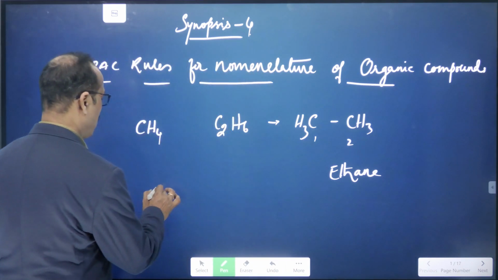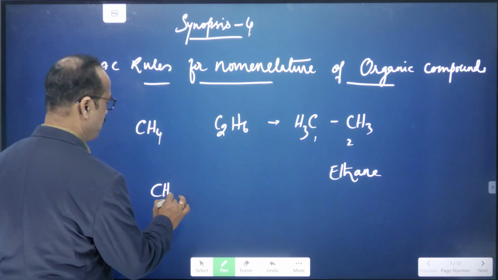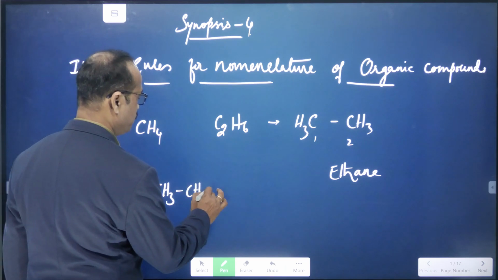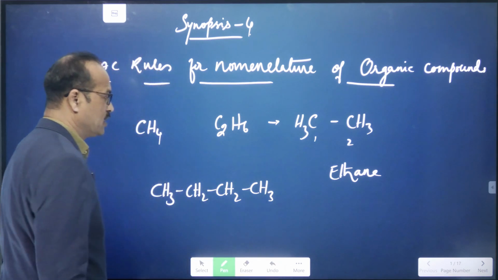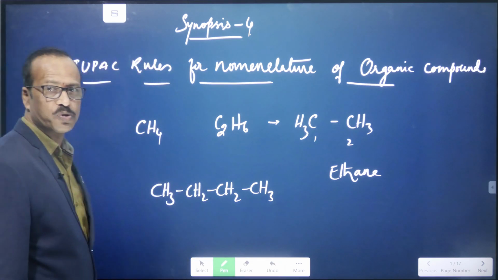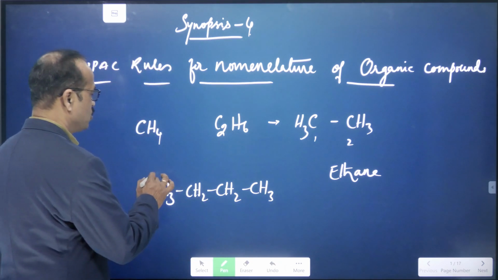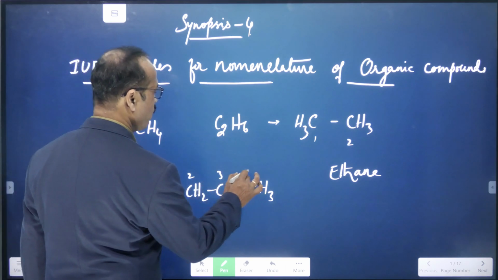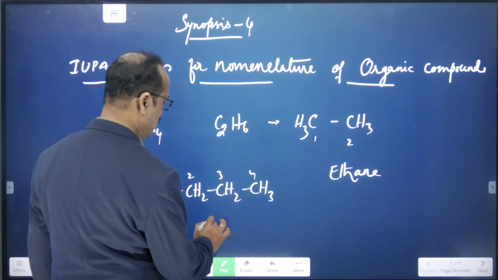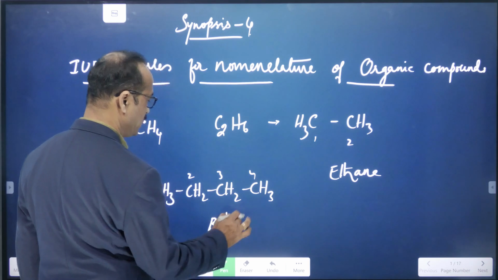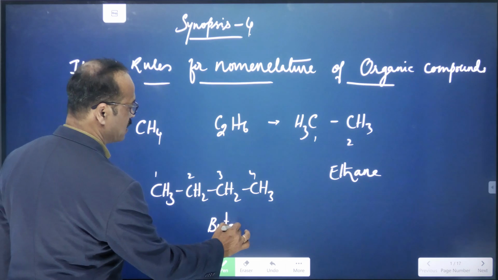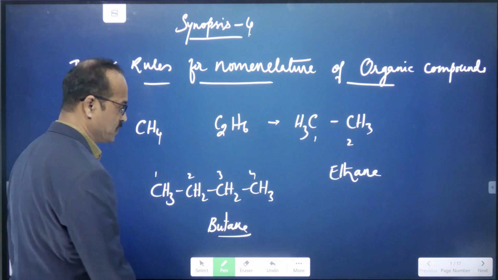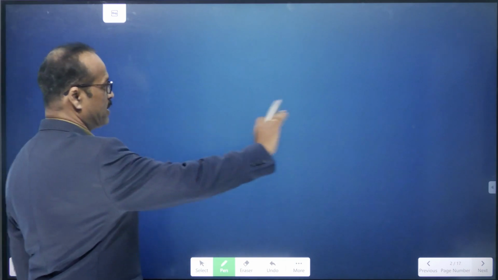Now for example, if I have CH3, CH2, CH2, CH3, what's the name of this one? You check the number of carbon atoms: 1, 2, 3, 4. For four, the root word is but. Now between the carbon atoms, which bond is there? A single bond, so that is an alkane. So the name of this one is butane, right?